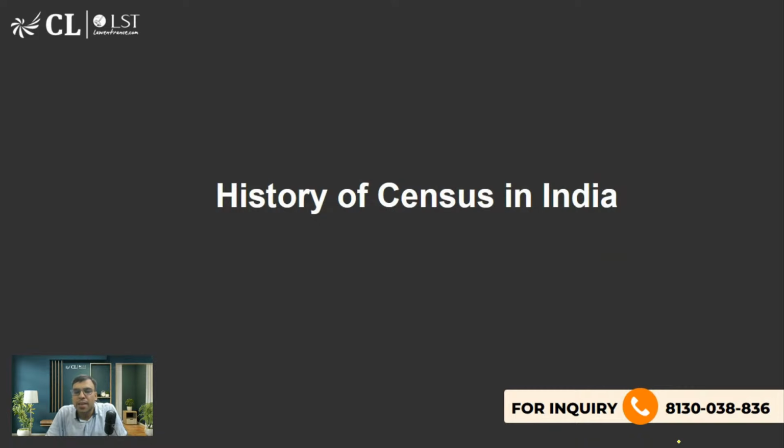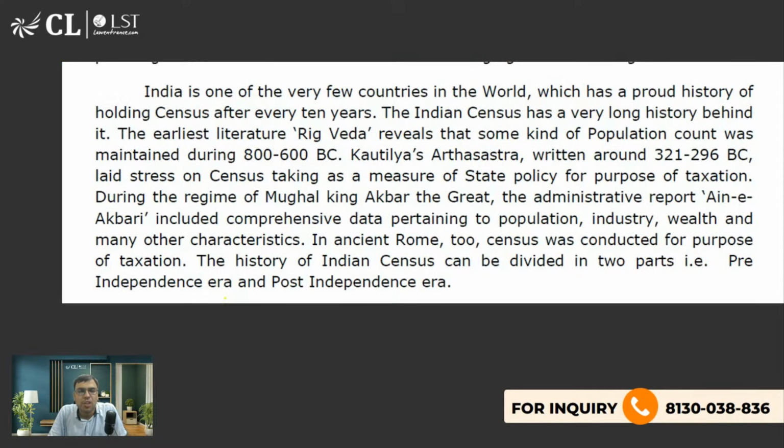Now let's talk about some history of census in India. So I am sure you must be aware that even the Rig Veda talks about it. So Arthashastra written by Kautilya talks about it. Even during Akbar, Ain-i-Akbari, who wrote Ain-i-Akbari? Can anyone tell me? Ain-i-Akbari was written by whom? Anyone? Abul Fazl.